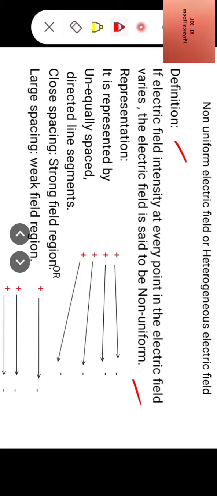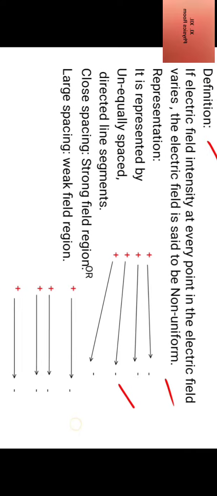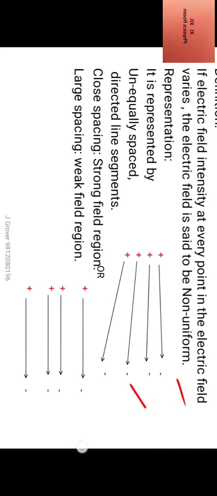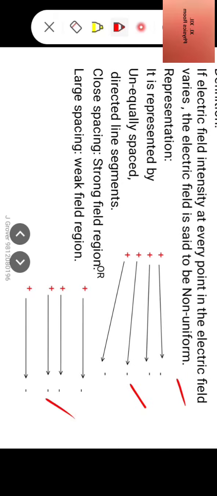Now the representation of non-uniform electric field. It is represented by unequally spaced directed line segments extending from positive to negative. Here is one case. There is another case. You can see in the diagram. This is another case of non-uniform electric field, represented by directed line segments.